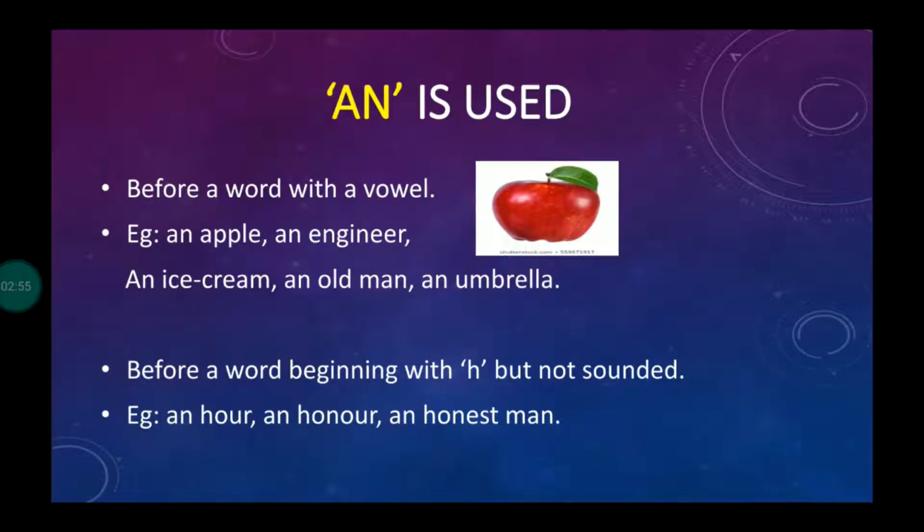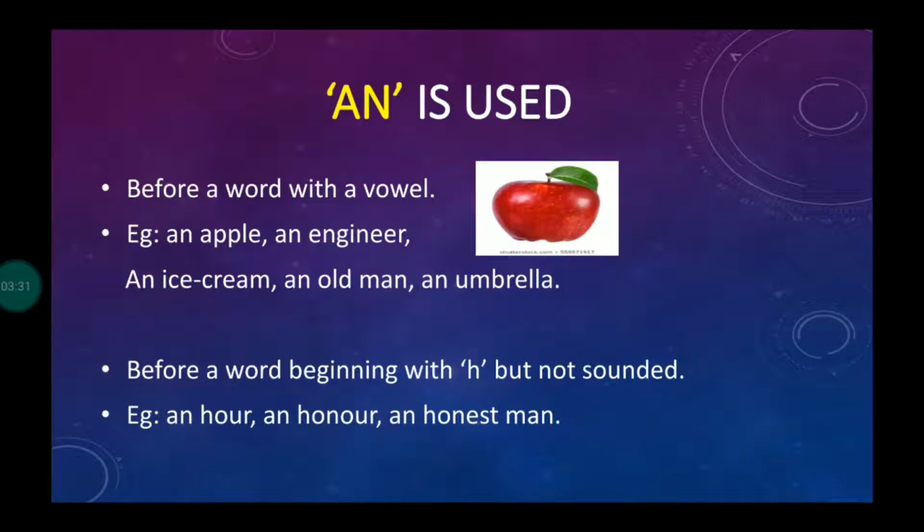Now, the article an is used before words with a vowel sound. For example, an apple, an engineer, an ice cream, an old man and an umbrella. Now, in each of these words, as you will see, they comprise the vowels. For example, apple starts with an A, engineer starts with an E, ice cream starts with an I, old man starts with an O and umbrella starts with a U. So here we have the 5 vowels A, E, I, O, U.